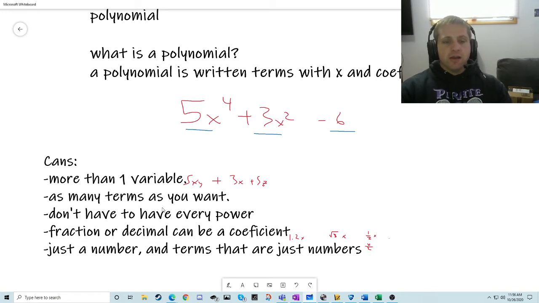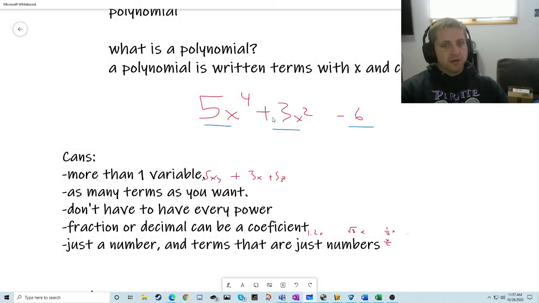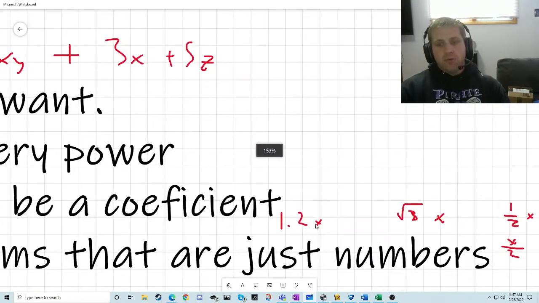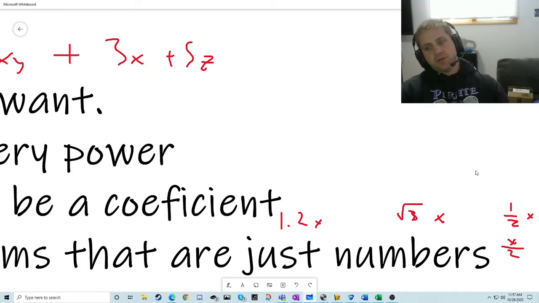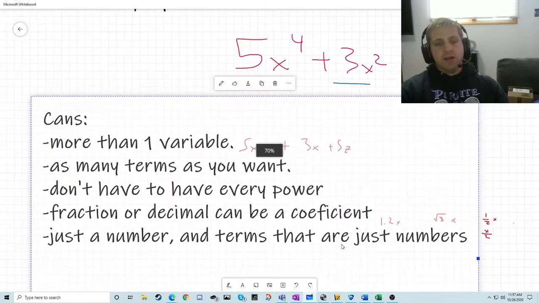You can have as many terms as you want. So I can have like 15 different blue underlined terms if I want. It's still good. You don't have to have every power. I skipped a third power there. It's fine. You can have a fraction or decimal be a coefficient. So it doesn't have to just be 5, 3, and negative 6. I could have like 1.2x, or square root of 3 times x, or 1/2 x, or x over 2, which is the same thing as 1/2 x. That's good.